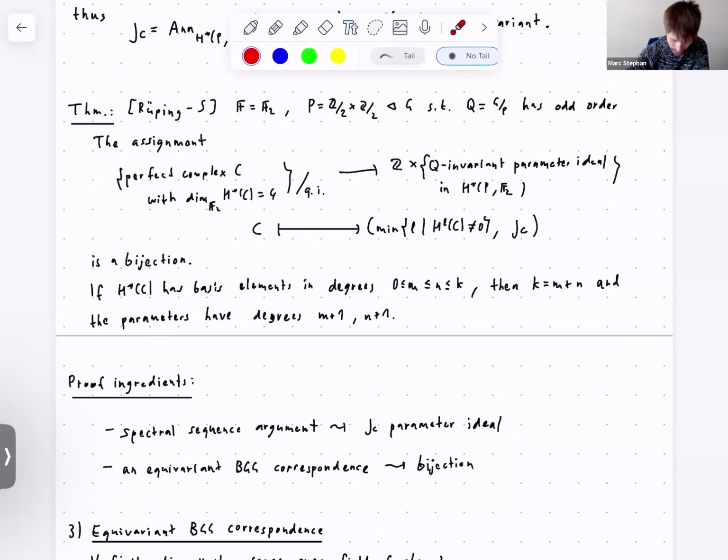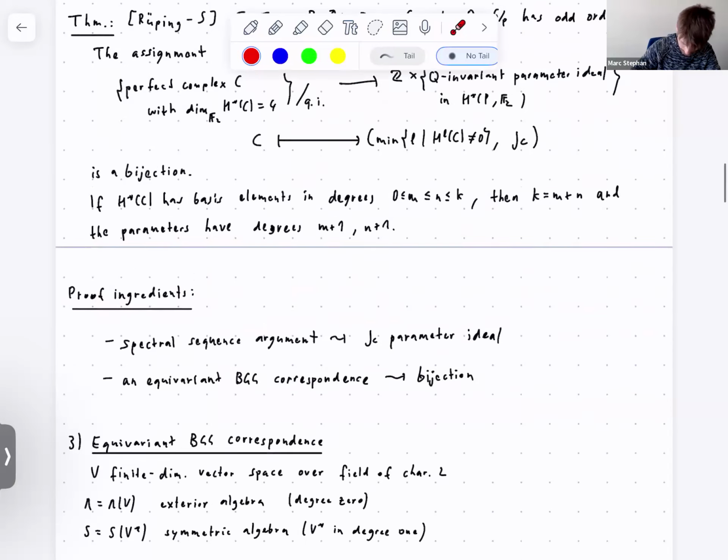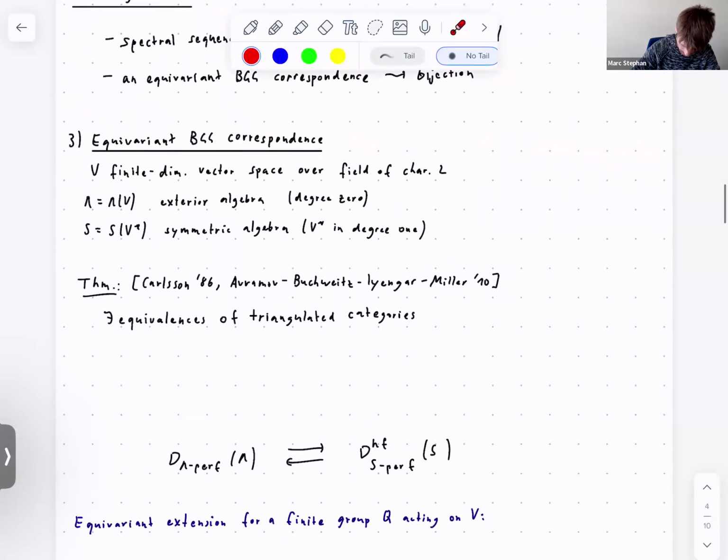Are there questions about this classification of perfect complexes with four-dimensional homology? All right. So the group ring for an elementary abelian 2 group over a field of characteristic 2 is an exterior algebra. And this is what we'll consider in the equivariant BGG correspondence.